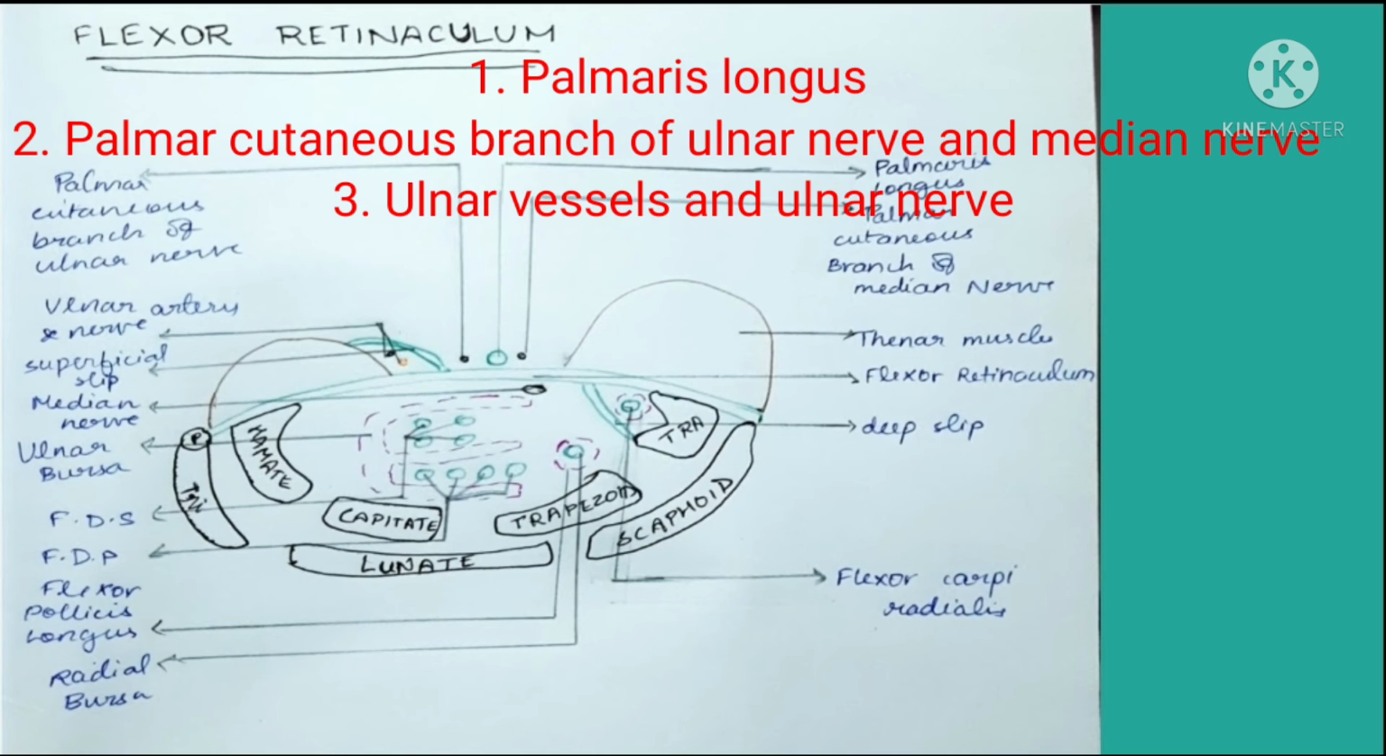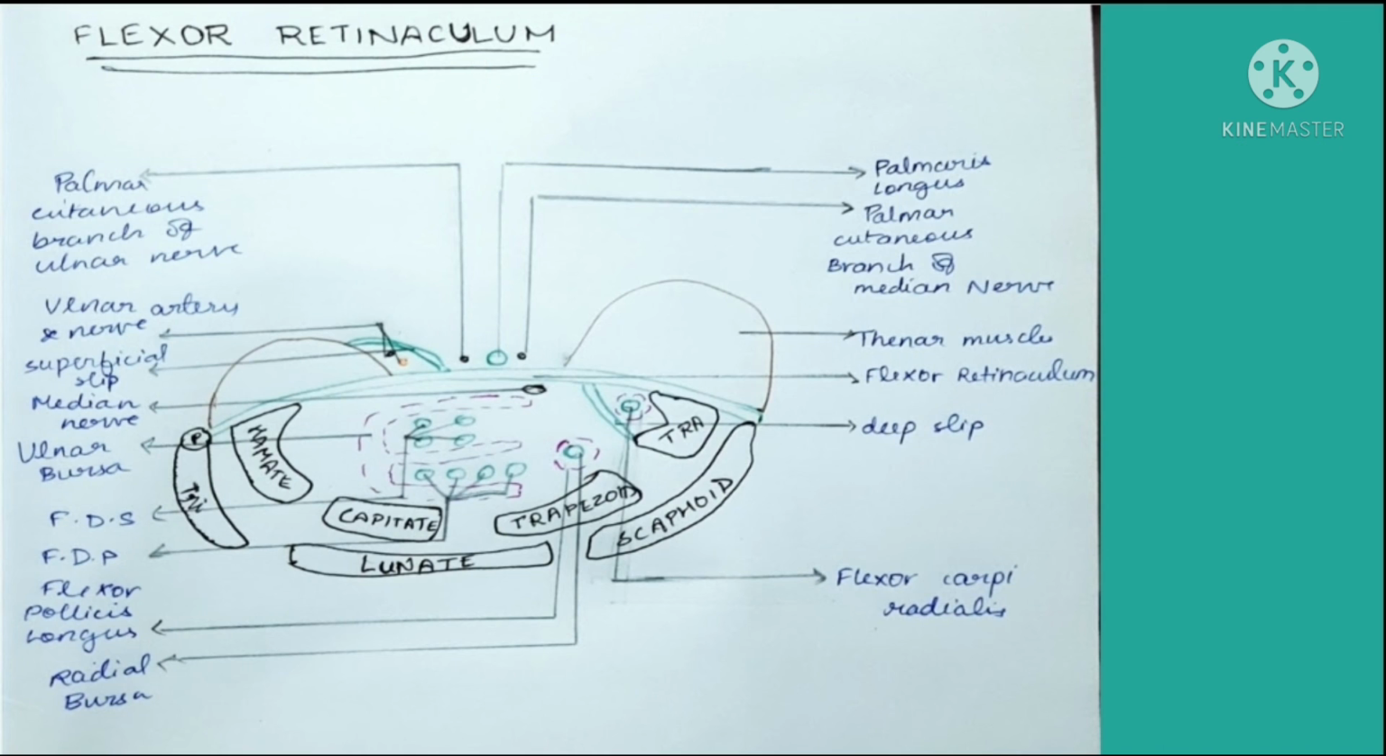So I'll summarize the relations once. The structures that are passing above the flexor retinaculum are the tendon of palmaris longus, and then the palmar cutaneous branch of the ulnar nerve and the median nerve, and also ulnar vessels and ulnar nerve through the superficial slip.